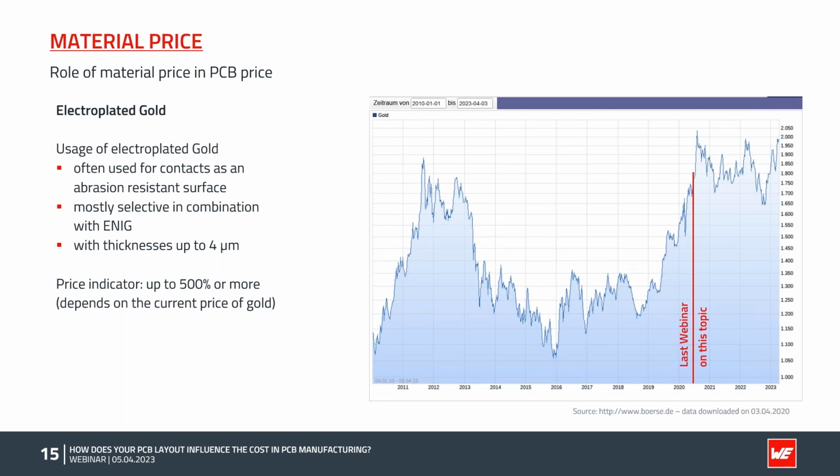So it's really interesting to see how much gold do you actually need to get the price down. So do you really need 4 micron, or would 2 microns be okay as well, for example?